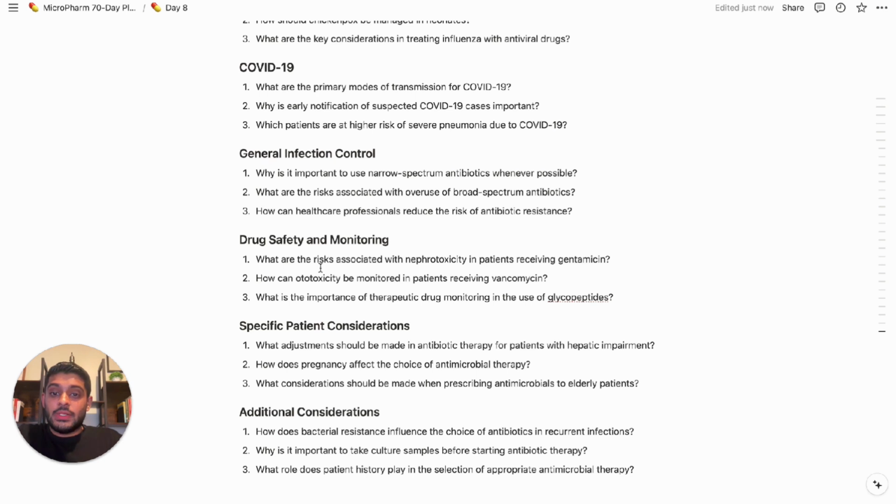Consider COVID-19. What are the primary modes of transmission? Why is early notification of suspected cases important? And what patients are at higher risk of severe pneumonia?